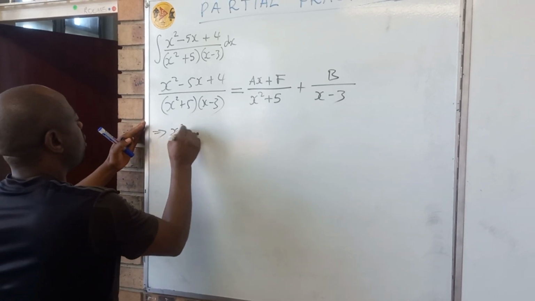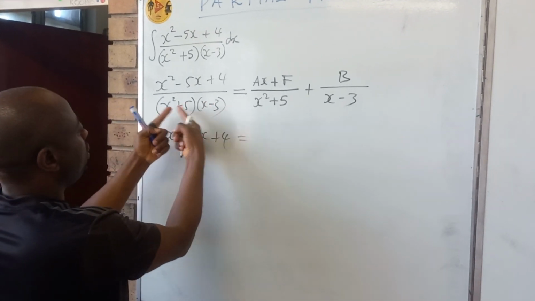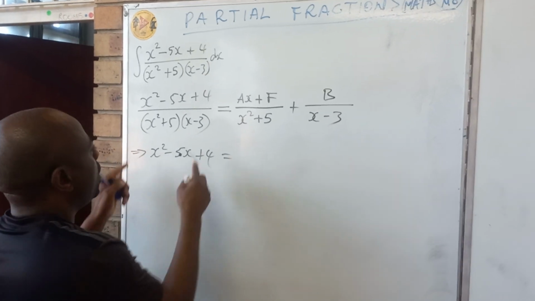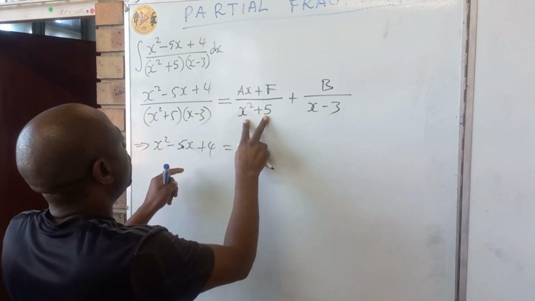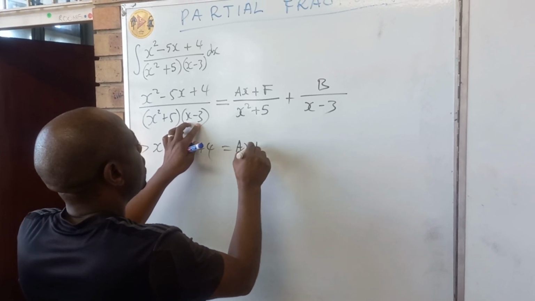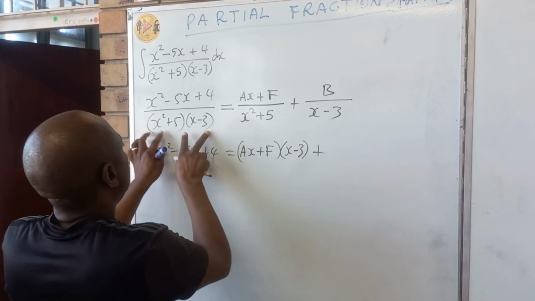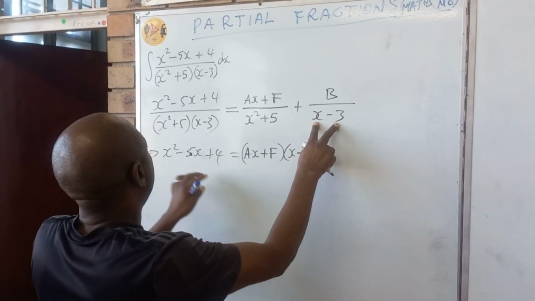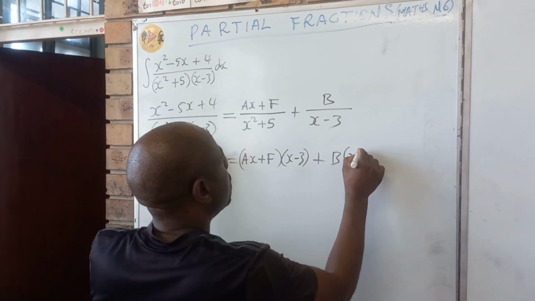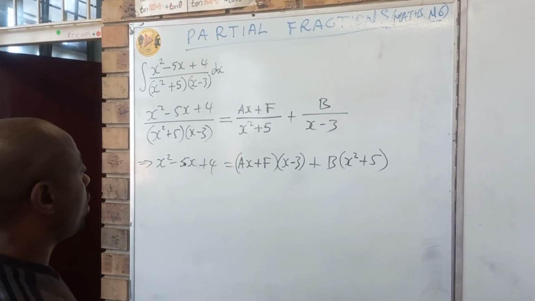So we'll get our x squared minus 5x plus 4, and I hope you know how we got that. This is the LCD. If you divide it by itself, it's 1, you multiply there, you get there. Then if you take the LCD and divide here, x squared plus 5 will cancel itself, and we are left with x minus 3 into ax plus f. Then plus, if I take this and divide there, x minus 3 will take care of itself. Then I'm left with b into x squared plus 5. So that is where we get up to so far.